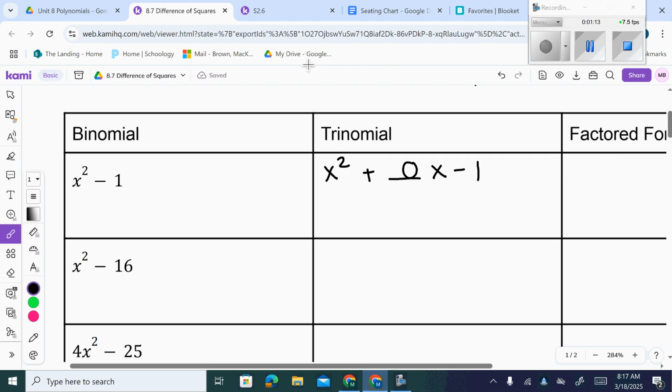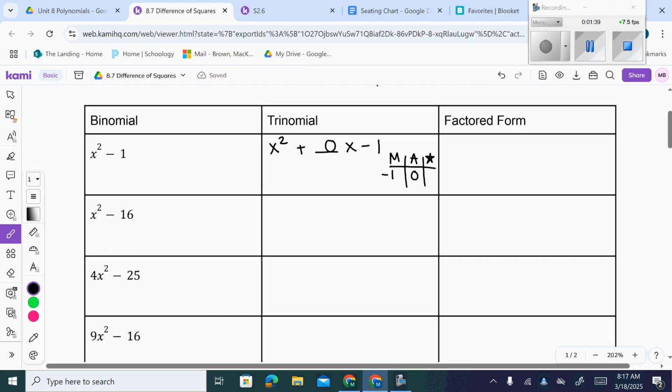Now, how many terms is that right there? 3. What do we do with 3 terms? Magic number, right? So make your little magic number chart. What do we need to multiply to? -1. Good. What number are we adding to? 0. There's only 2 numbers that multiply to give you -1. What are they? 1 and -1. Well, what's 1 plus -1? 0.